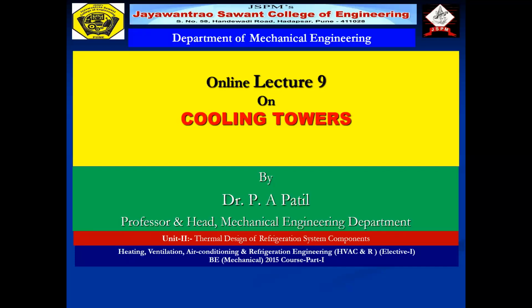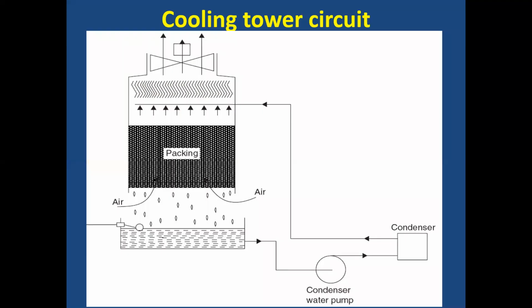Cooling tower is also an integral part of a refrigeration system, especially when shell and tube or water cooled condensers are used. To cool the water which is used in the condenser, cooling towers are a must. For evaporative condensers, a cooling tower is not required, but for shell and tube or any type of water cooled condenser, a cooling tower is a must. So cooling tower is an integral part of water cooled condenser systems, water cooled refrigeration systems. In this lecture we will study the different types of cooling tower.